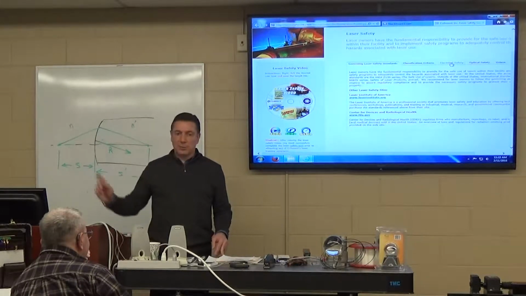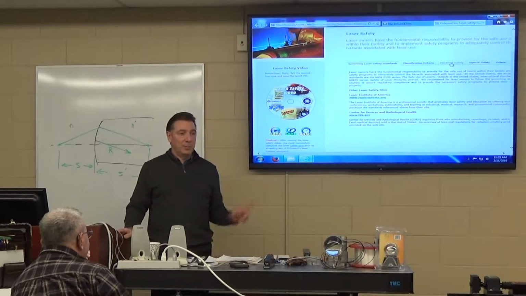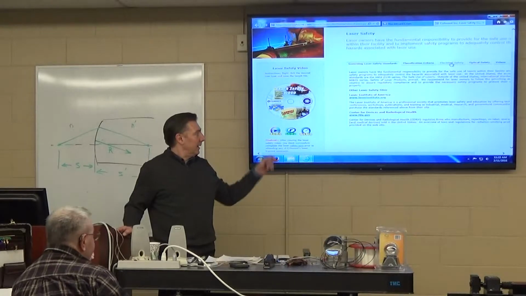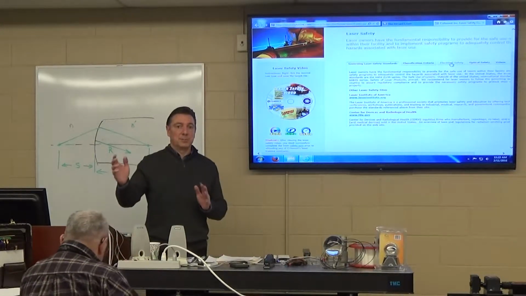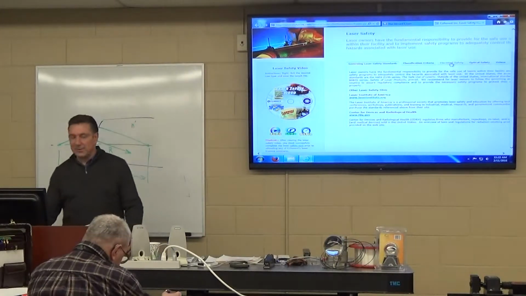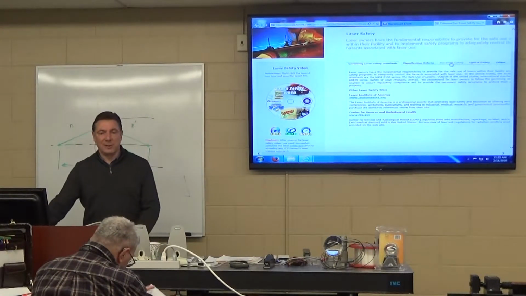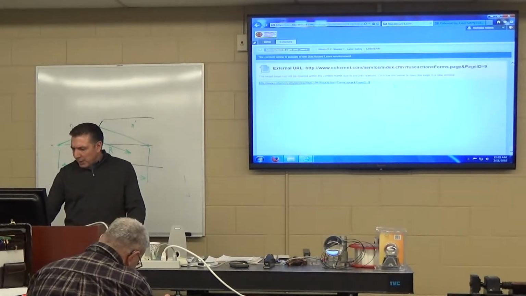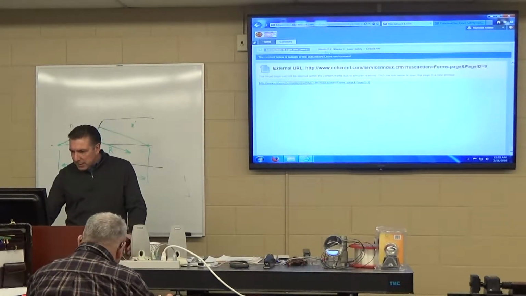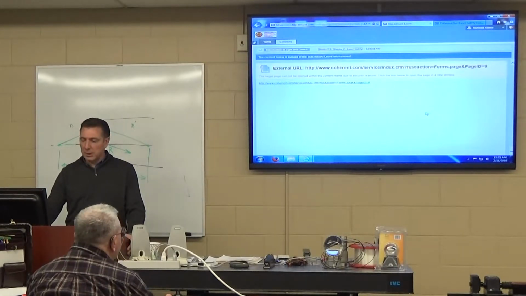So if you have the opportunity to go through and look at the electrical safety portion of this, this is specifically put together for laser safety, the electrical part of that. It'll teach you how to discharge big capacitors so you don't get killed. So let's go back to Blackboard and let's see, back to chapter 1.